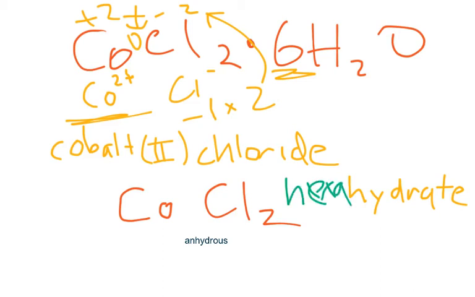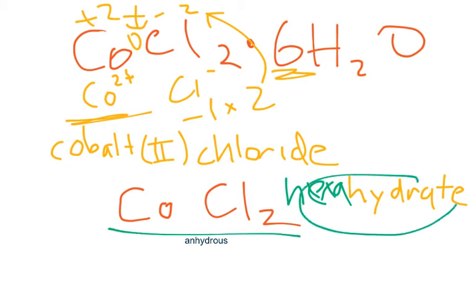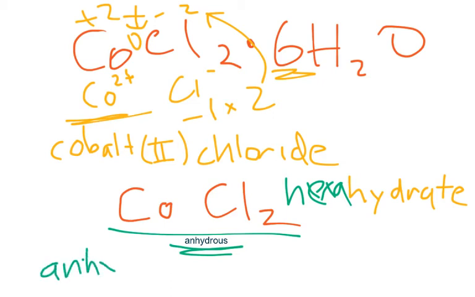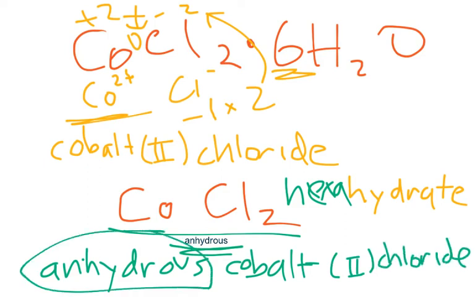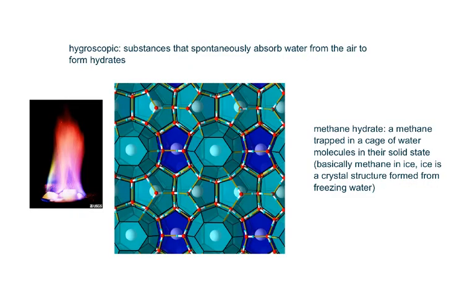Now let's try our next one. We see the same cobalt 2 chloride, but there are no water molecules attached. And because of that, we call it anhydrous, because it's without water. So this salt would just be named anhydrous cobalt 2 chloride. And I put the anhydrous in front in order to be specific, saying that there are no water molecules attached to this salt. So let's now talk about some special terminology.